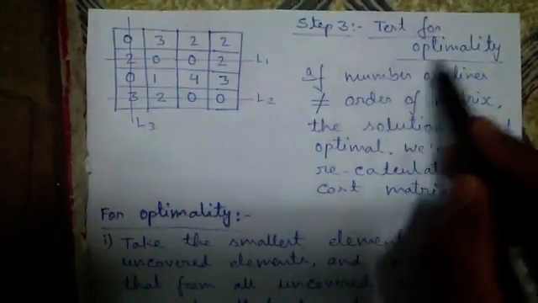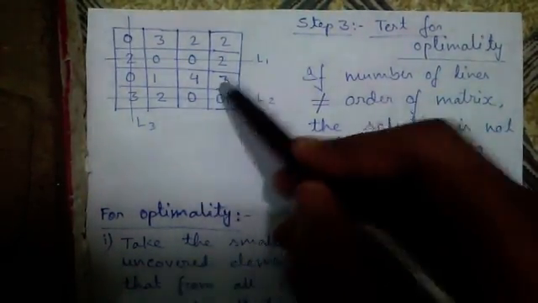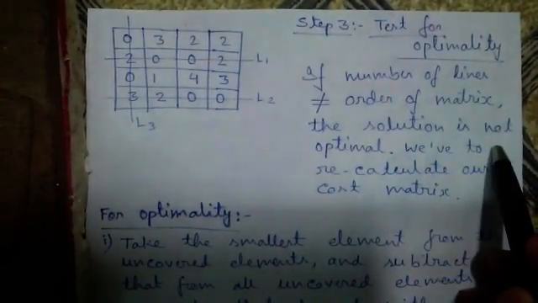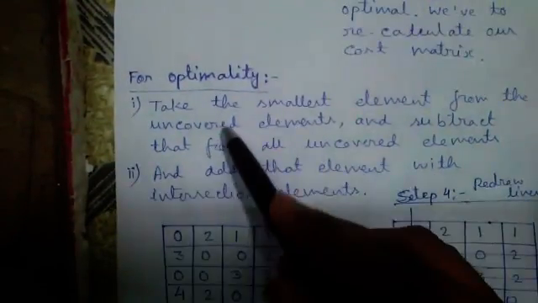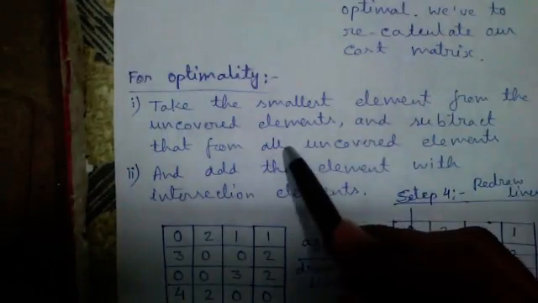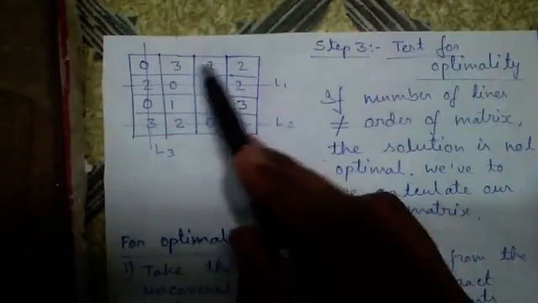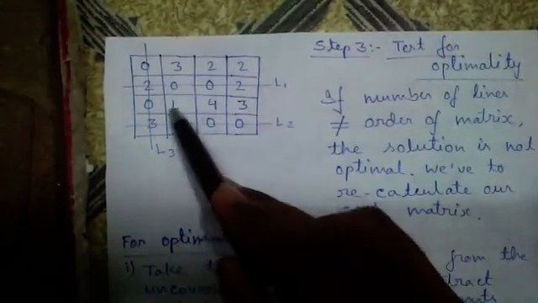Step 3, test for optimality. If the number of lines drawn, here 3 lines, is not equal to the order of the matrix, which is 4, the solution is not optimal, and then we have to recalculate our cost matrix. So for optimality, take the smallest element from the uncovered elements and subtract that from all the uncovered elements. These are uncovered elements, that means no line has gone through these elements, and find the smallest number among the uncovered elements.